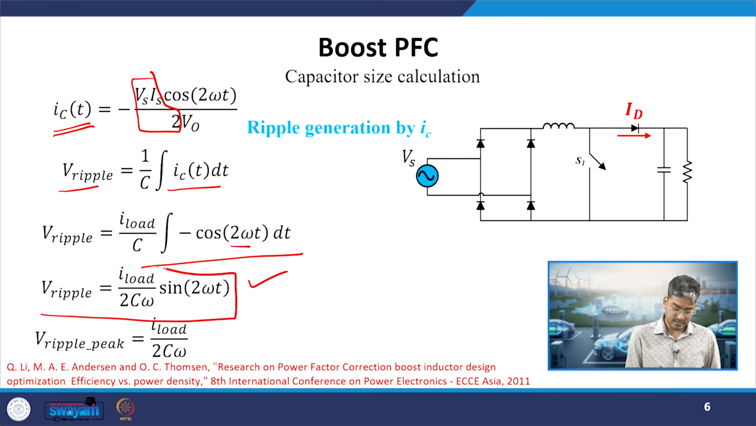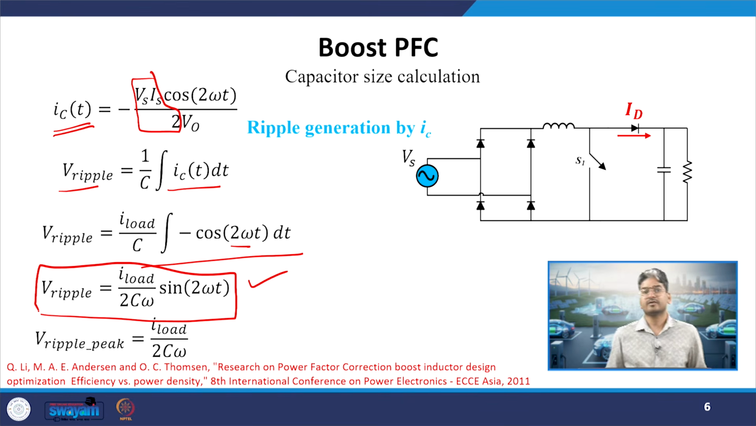Like the same operation we have done for our inductor. After we have found out the delta L value, we have differentiated it to find the maximum value of that. Here the equation is pretty simple. We know the maximum value of this sin 2 omega t will be 1. So, the maximum value of delta V will be when sin 2 omega t is equal to 1. So, sin of 2 omega t is replaced as 1. So, we have got the peak ripple as I load by 2 C omega.